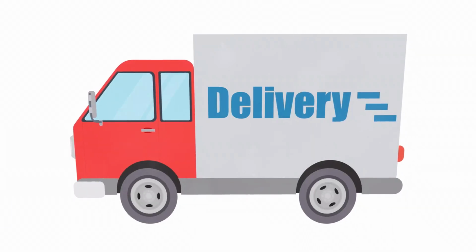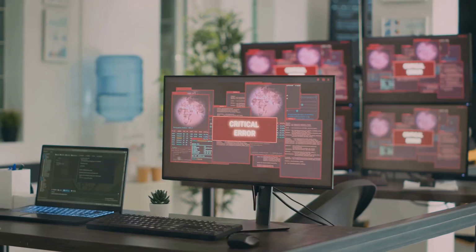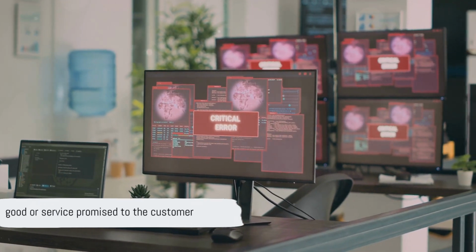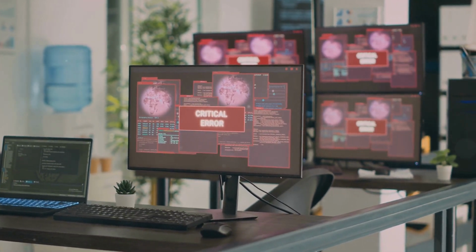Step 2. Identify the performance obligations in the contract. What are you promising to deliver? Each distinct good or service promised to the customer counts. Break them down.